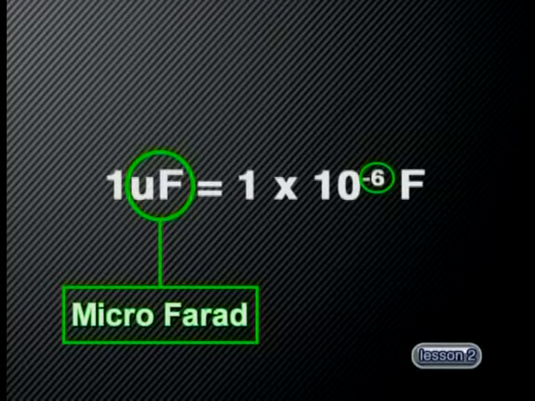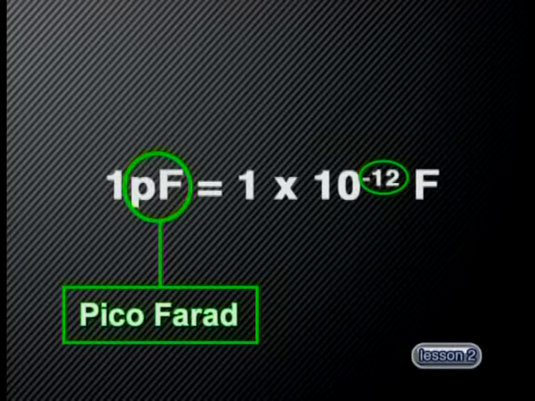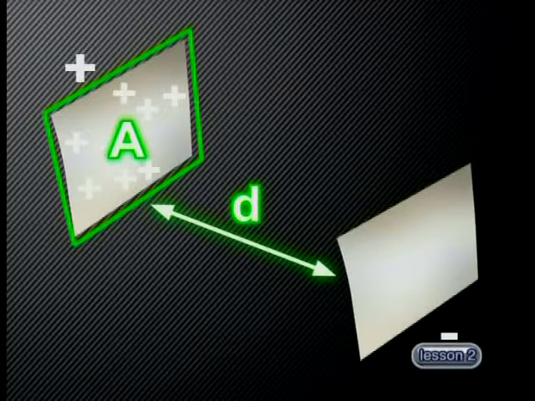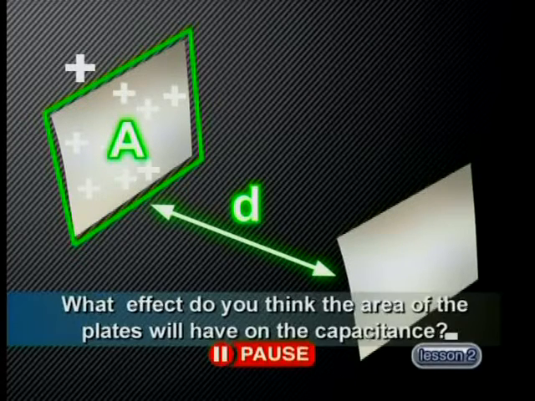So, most capacitors are measured in microfarad. A microfarad is 1 times 10 to the minus 6 of a farad. Some capacitors are even measured in a smaller unit, the picofarad, which is 1 times 10 to the minus 12 of a farad. The capacitance of the capacitor is also related to the area of the plates, A, and the distance between the plates, D. What effect do you think the area will have on the capacitance?